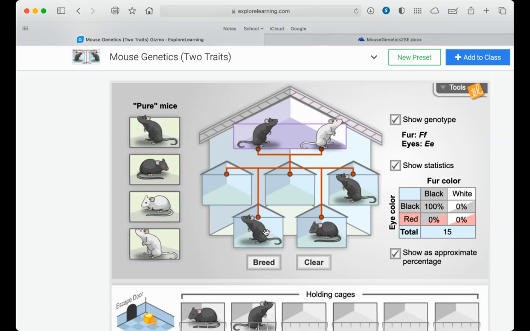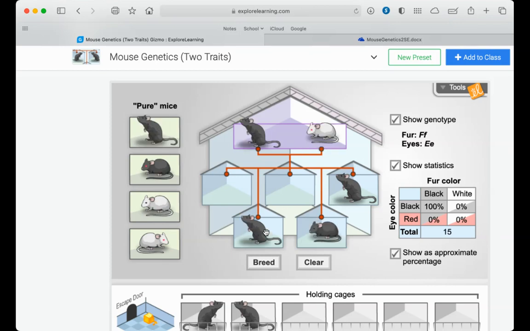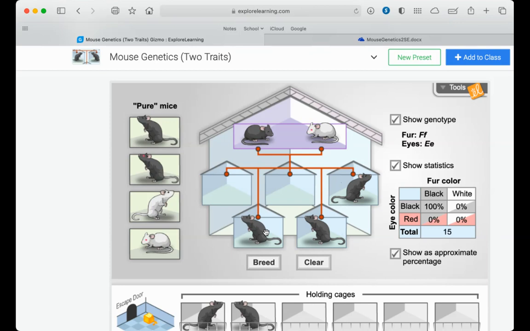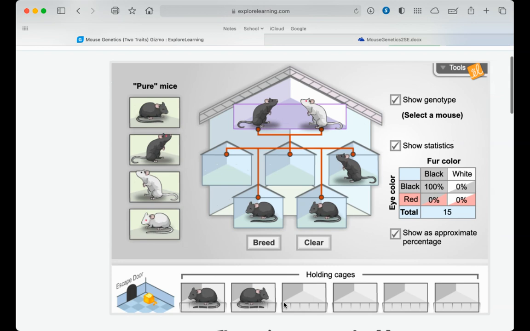So the probability of an event is the likelihood that it will happen. Probability can be expressed as a percentage, such as 75%, as a decimal, 0.75, or as a fraction, 3 out of 4. So what is the probability that an offspring will have black fur and black eyes? So looking at the offspring. Now I'm going to click clear.